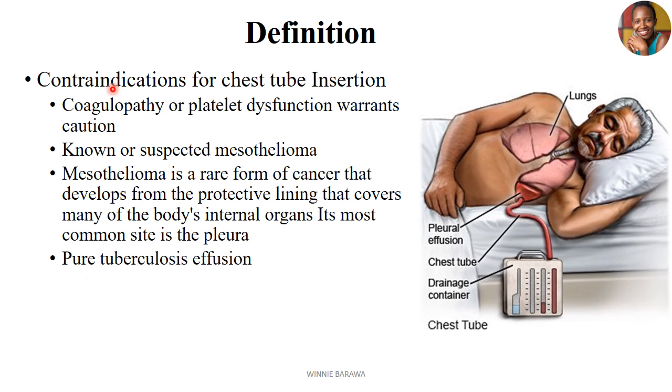Keeping on, there are instances where chest tube insertion is contraindicated, and these contraindications are mainly three. The first one is coagulopathy or platelet dysfunction, where the client suffers from abnormalities in coagulation and bleeding characteristics. If someone has very low platelet levels, and you make a chest tube insertion, they may suffer extreme bleeding.